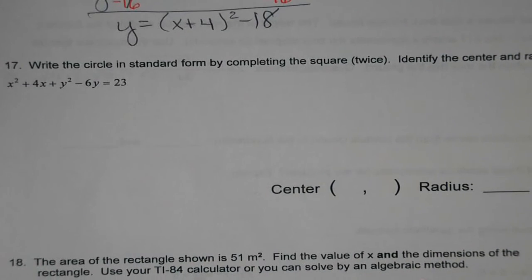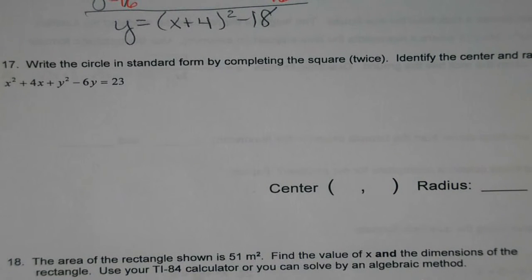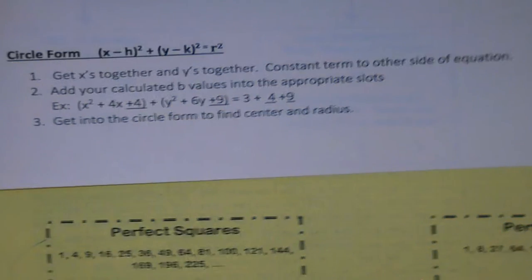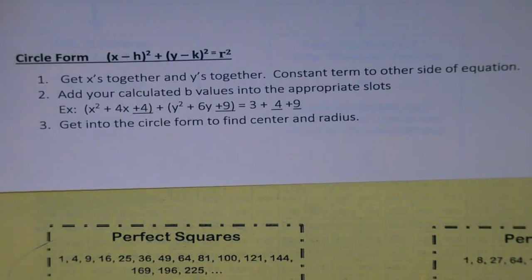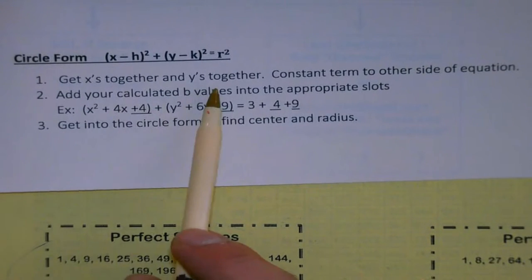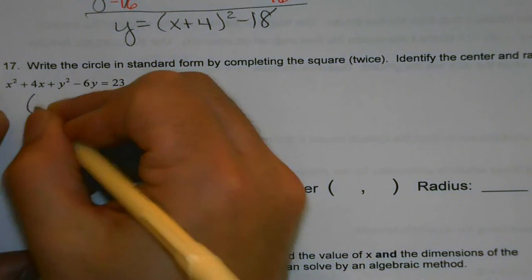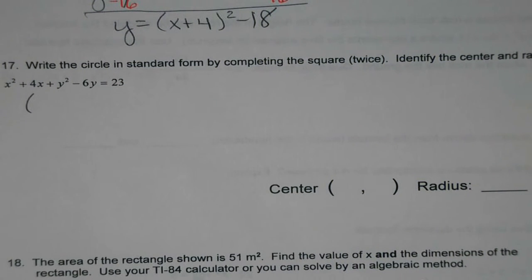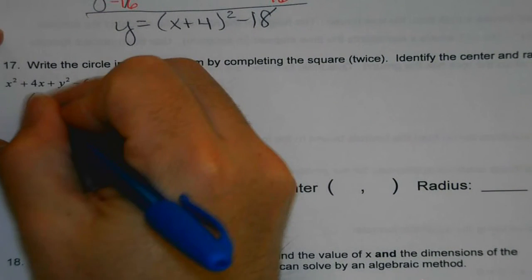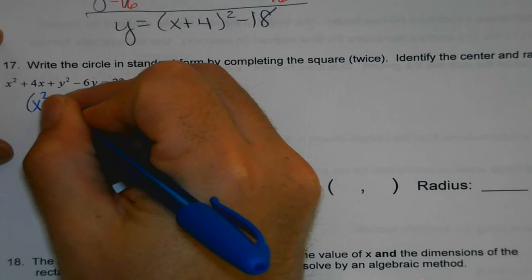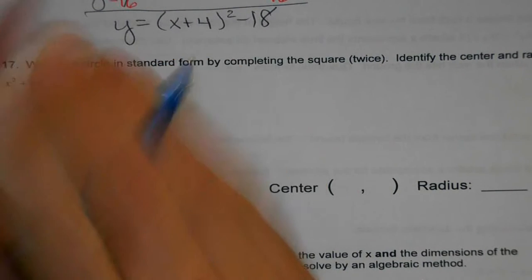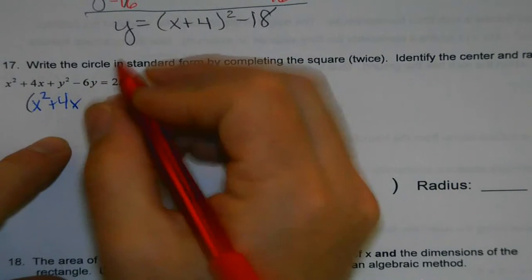Okay, for 17, write the circle in standard form, completing the square twice, identify the center and the radius. Again, you have help. Get the x's together and y's together, constant term to the other side. And I'm actually going to use colors here because we've done that before. So x's, excuse me, I didn't need to have my parentheses there yet.